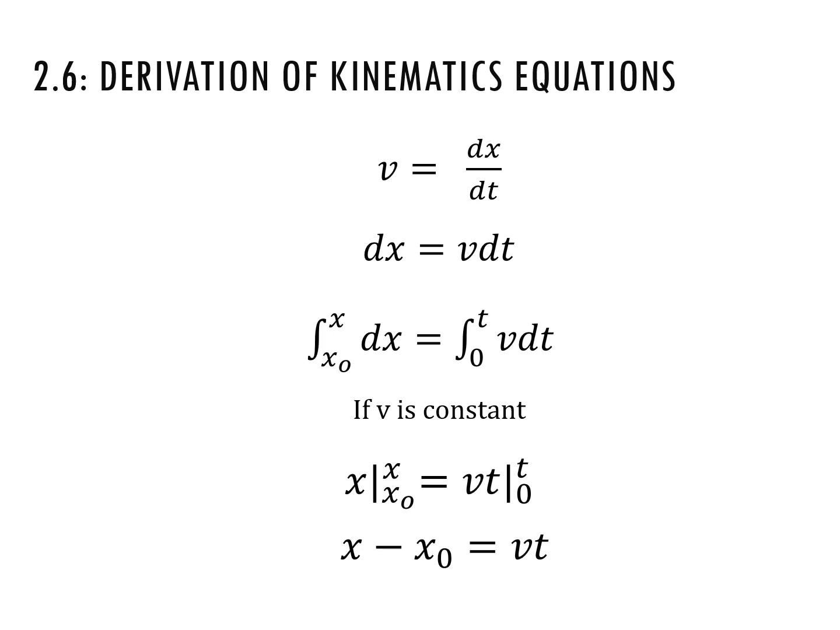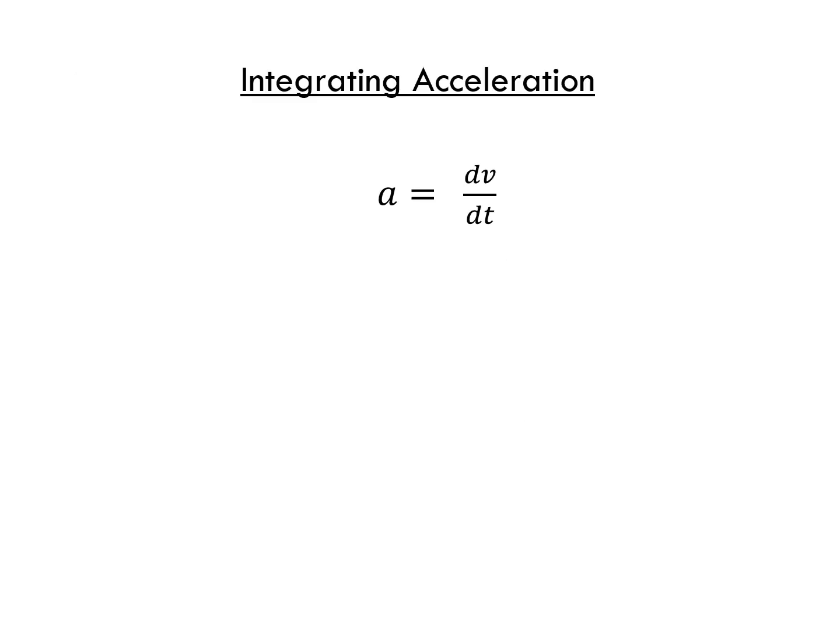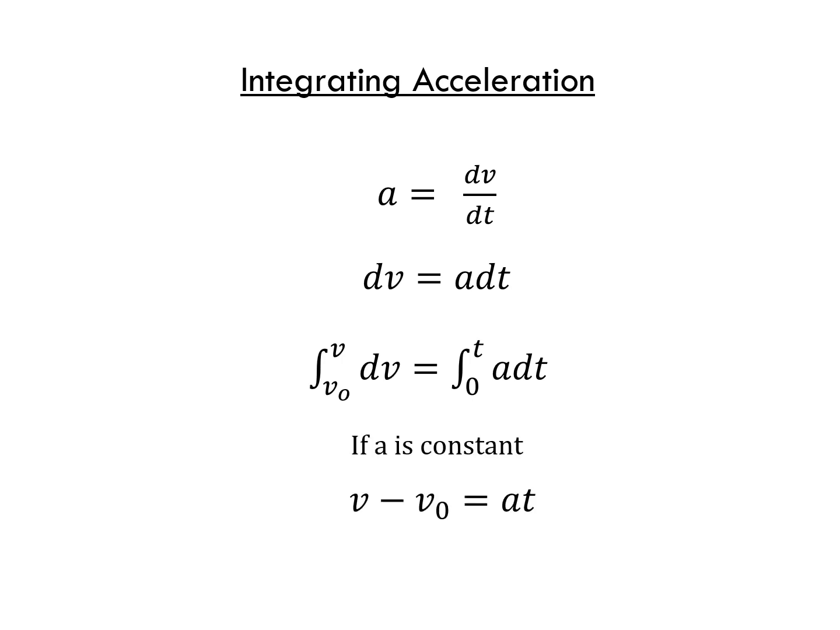This is the equation for constant motion. Let's consider the case of constant acceleration. By definition, acceleration is the derivative of velocity with respect to time. Rearranging, dv is equal to a dt. To get v, take the antiderivative. At time equal to 0, the object's velocity was v0. At time equal to t, velocity will be an arbitrary final value v. a is constant, so v minus v0 equal to at.